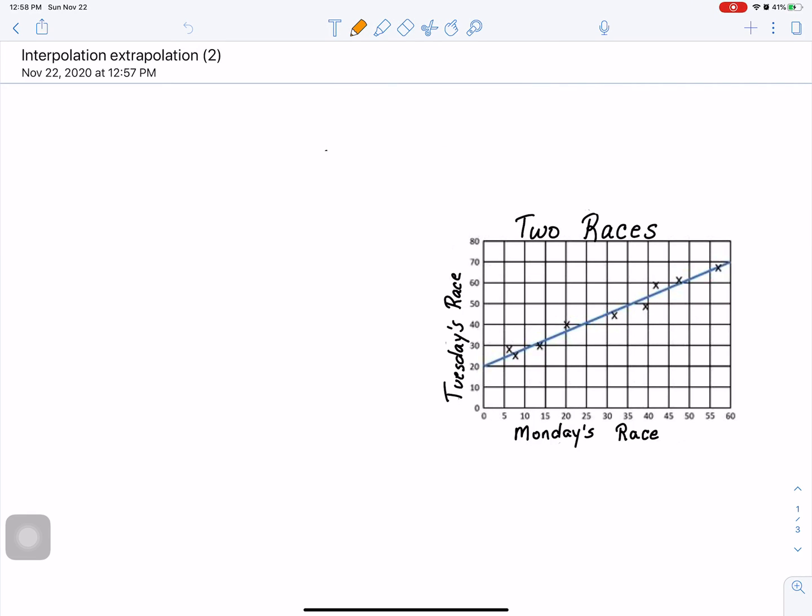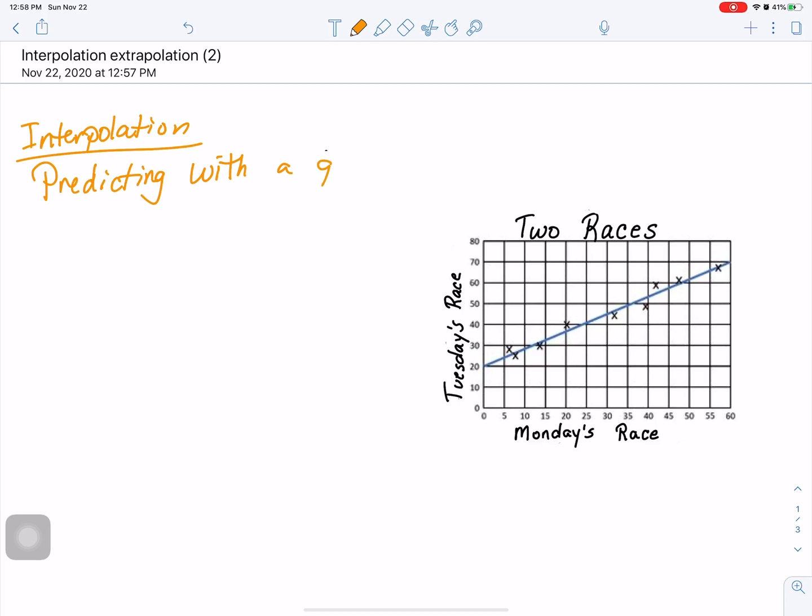So we have a graph and we want to go through 3 different concepts. The first one is interpolation, and that's going to be predicting within a graph. And that means within the data points. So it means within data points.